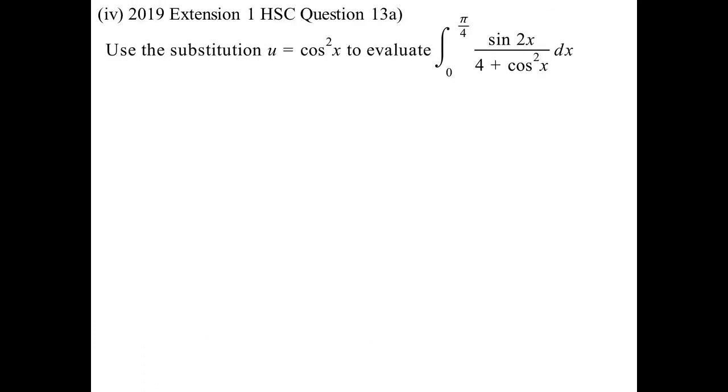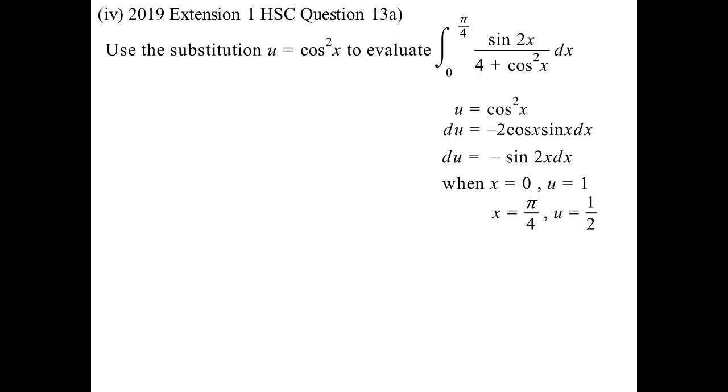u equals cos squared x. This one came from 2019 HSC. Okay, if u is cos squared x, du becomes minus 2 cos x sin x. But looking at what they've given me, I'm actually going to change that. Because remember, 2 sine x cos x is sine 2x. So if I go to that, I can substitute straight in there for the sine 2x. Let's work out the limits. So there we go, they become 1 and 0.5.